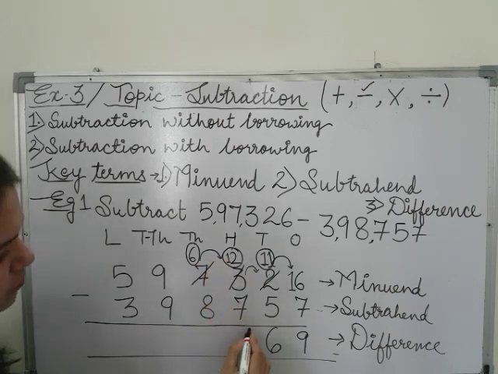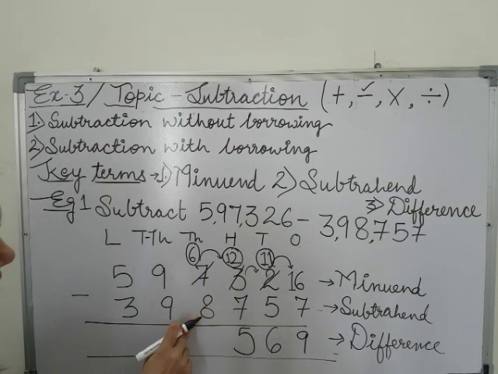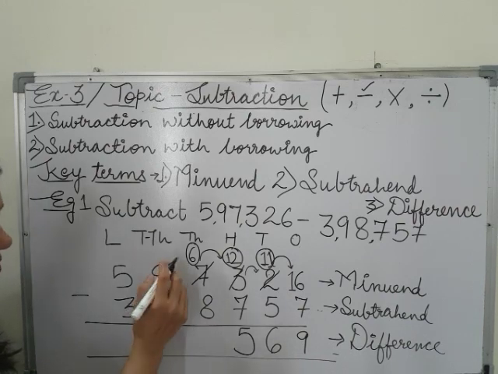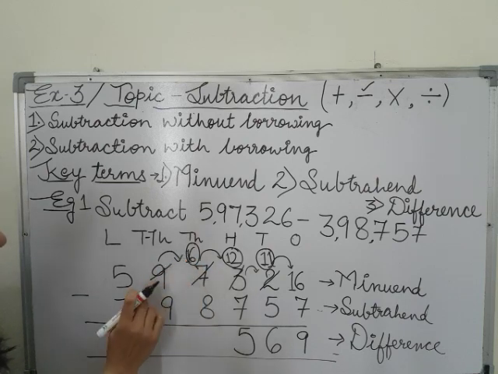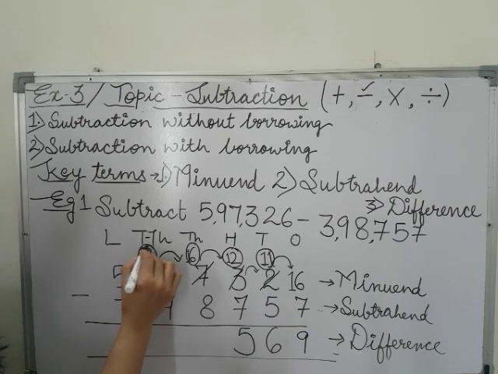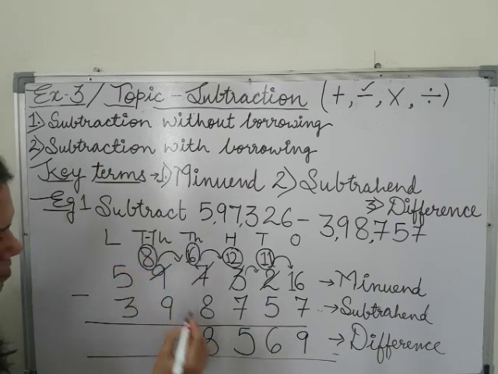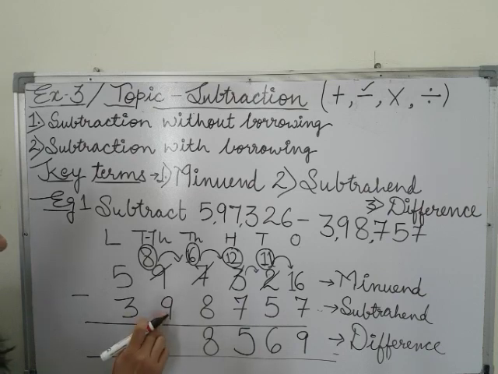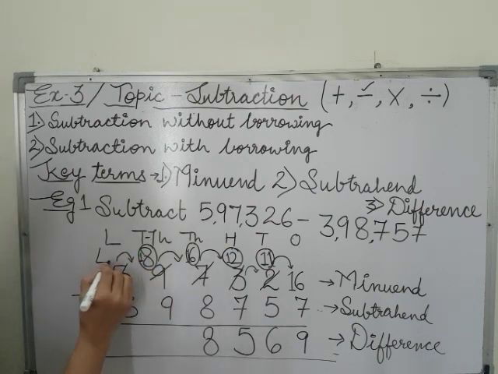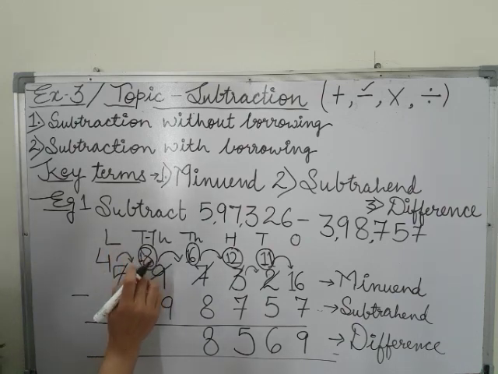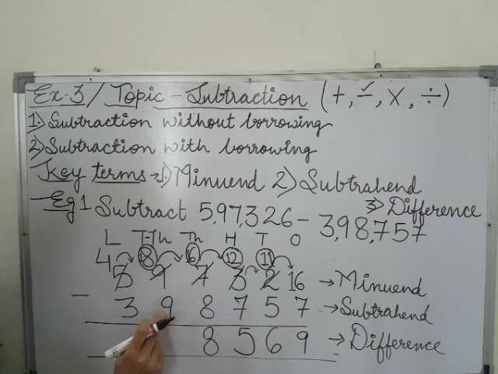Now 12 minus 7 is 5 and 6 minus 8. 8 cannot be subtracted from 6. So we will borrow from here. This will convert into 16 and this 9 becomes 8. 16 minus 8 is 8, and 8 minus 9. Again 9 is larger than 8. So we borrow from here. When we borrow 1 from 5, this becomes 4 and this 8 will convert into 18. Now 18 minus 9 is 9 and 4 minus 3 is 1.